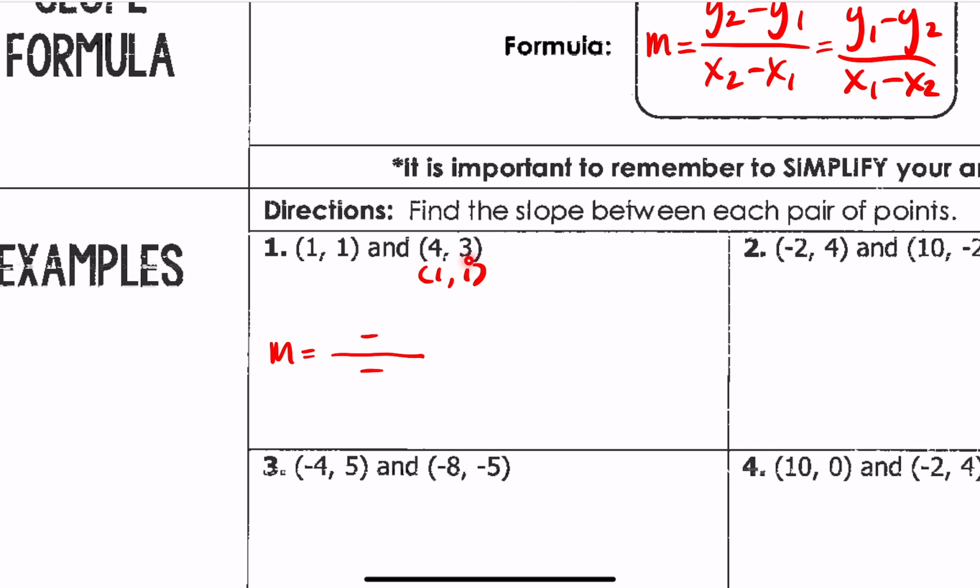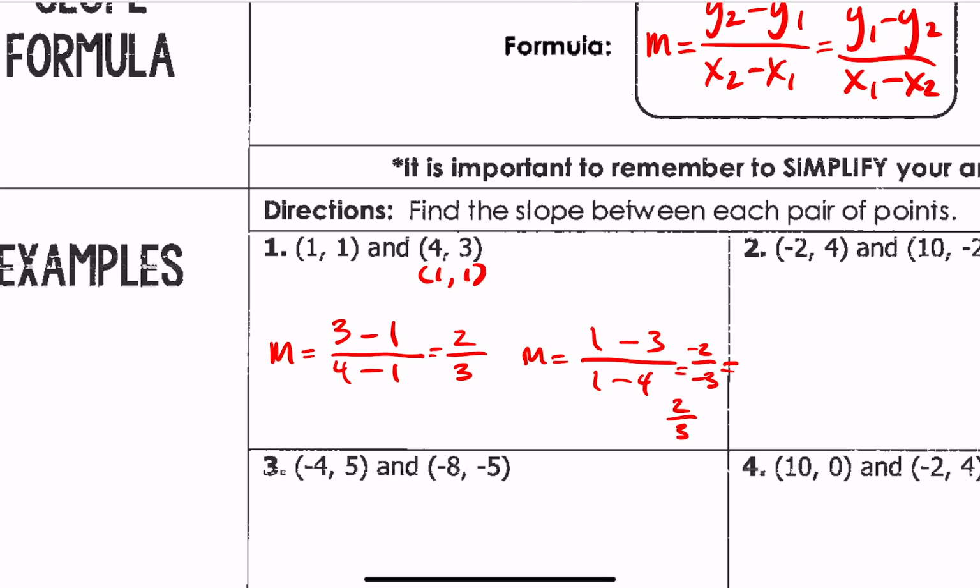So when I do that, I want to subtract y2 minus y1. So I can do 3 minus 1 on top. And then I want to subtract the x's on the bottom, so 4 minus 1 on the bottom. And when I do that, 3 minus 1 is 2, 4 minus 1 is 3. If I decided to go in the other direction, notice you can do it either way and it will work. If I use this as my first point, and this as my second point, it's going to come out the same way because I'm going to end up with 1 minus 3 over 1 minus 4, which is -2 over -3, and negative over negative is positive, which is also 2/3.